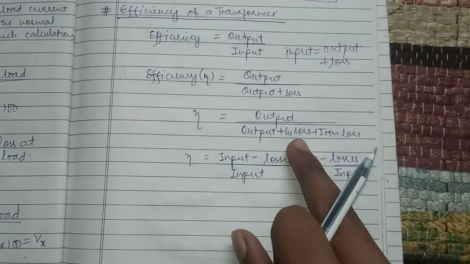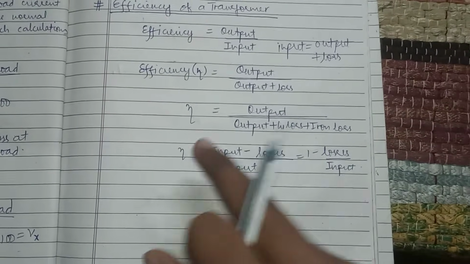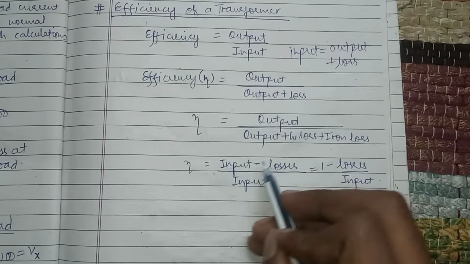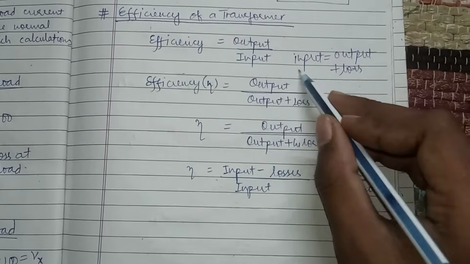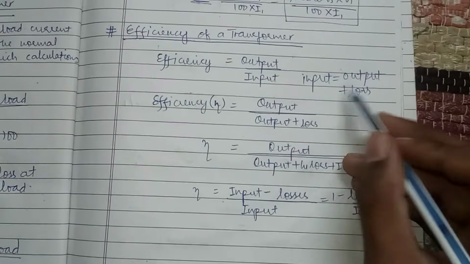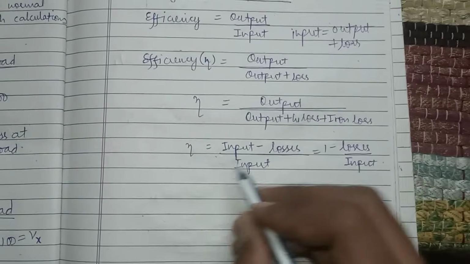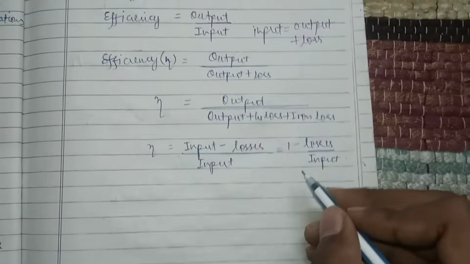So we can write the formula either way around. For output, what can we write? Input minus loss. It is a simple algebraic relation: we can write output as input minus loss. So here we can simplify.